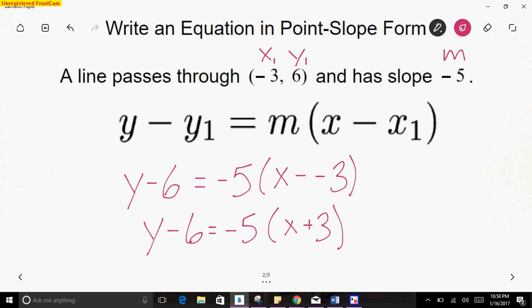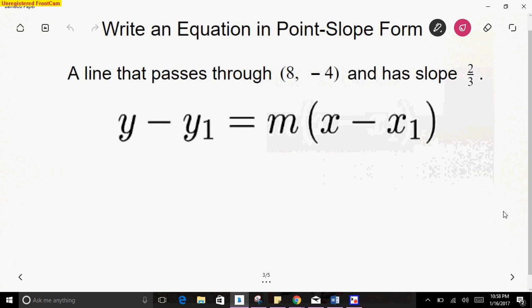Now I want you to notice, we started off with the point -3, +6. In our equation though, we have a +3 and a -6. So our point that we're plugging in will always have the opposite sign. Let's try that one more time.